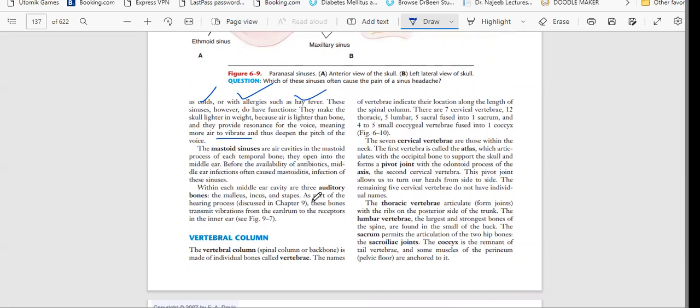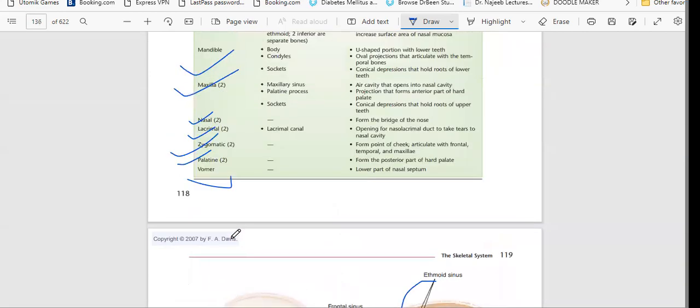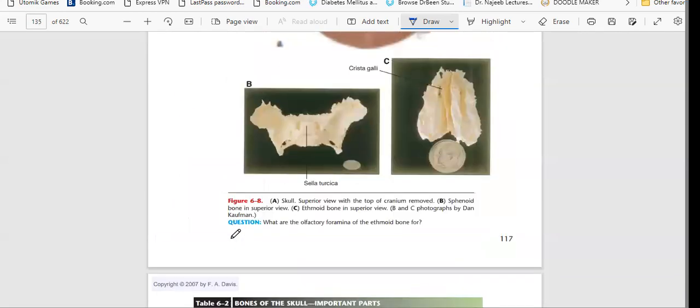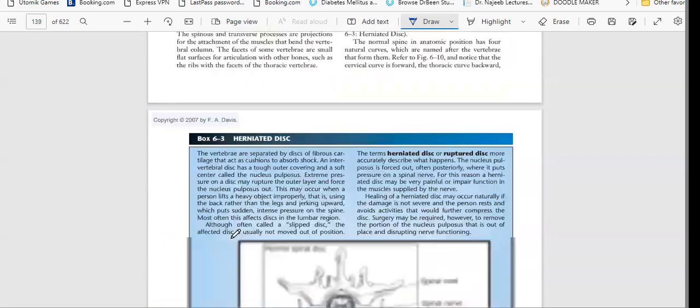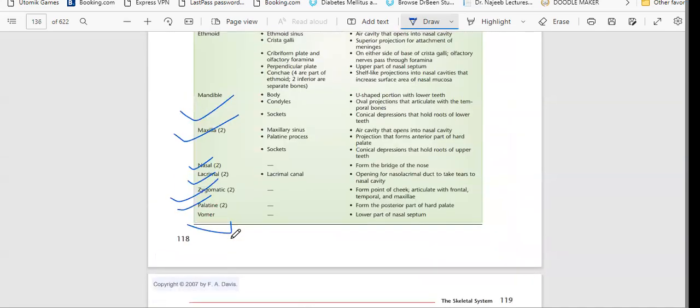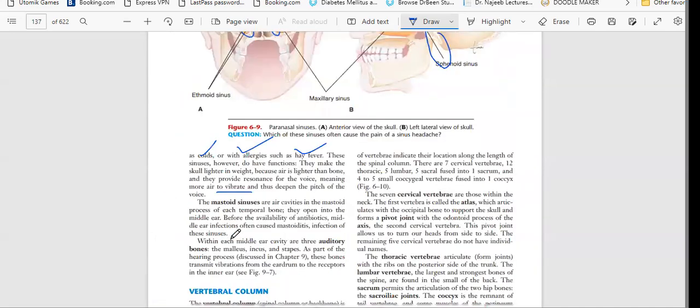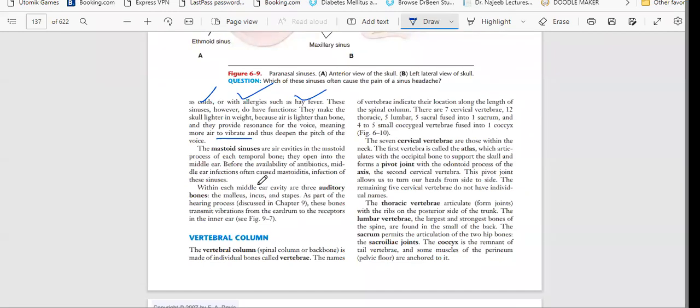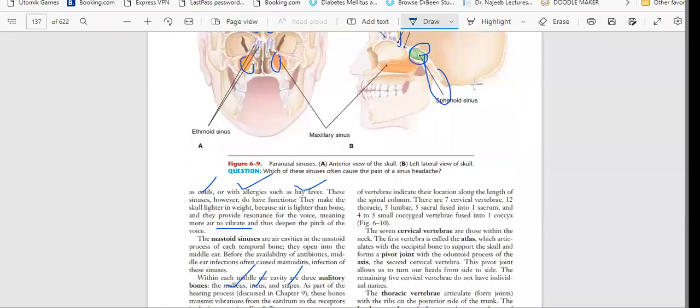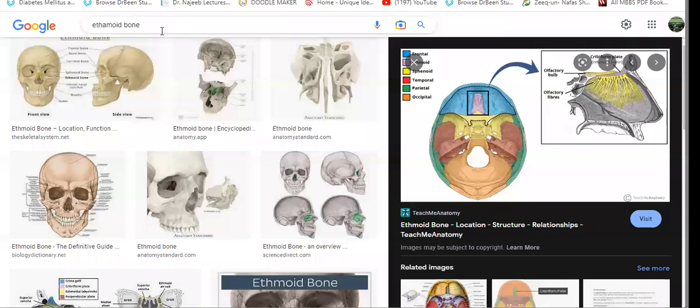Within each middle ear cavity, there are three auditory bones, the malleus, incus, and stapes, as part of the hearing process. These bones transmit vibration from the eardrum to the receptors in the inner ear. So basically, I think the image is not given here. In the ear we have three bones, also called auditory bones, named malleus, incus, and stapes.